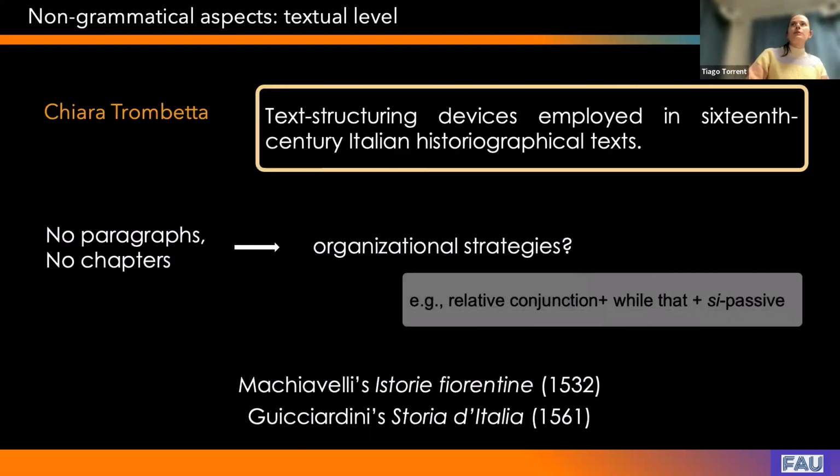Another project is the one conducted by Chiara Trombetta. She's working on text structuring devices in 16th century Italian historiographical texts, so we would need to introduce non-grammatical factors into the Constructicon. Since at that time, publications did not have paragraphs and did not have chapters, what strategies do they use in the text in order to make it readable for the readers? So that would involve the kind of construction that you have on the slide.